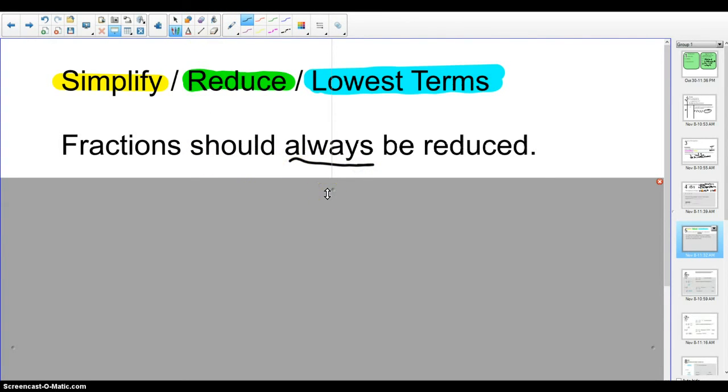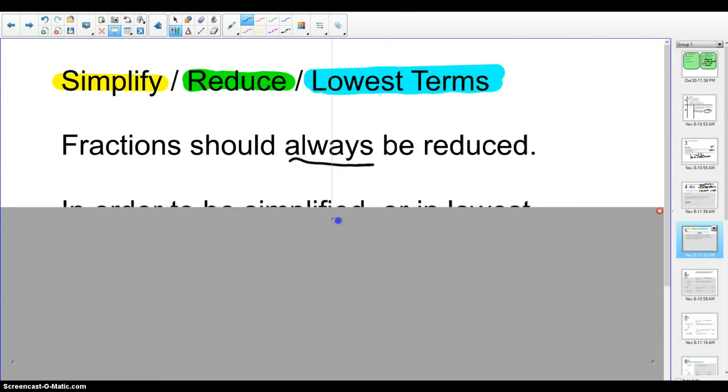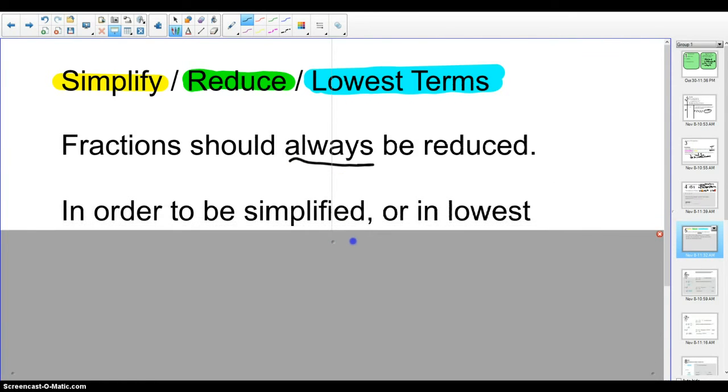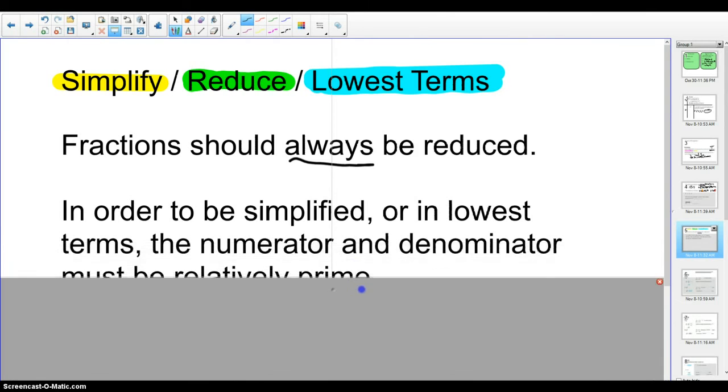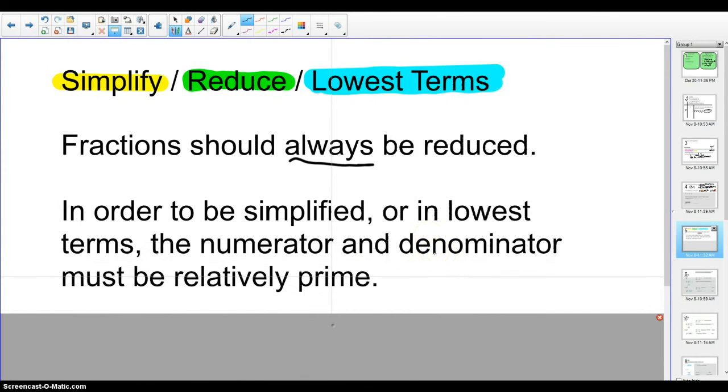But how do you tell if a fraction has been reduced? A fraction is reduced or simplified if the numerator and the denominator are relatively prime. So again, in order to be simplified, or in lowest terms, the numerator and the denominator are relatively prime.